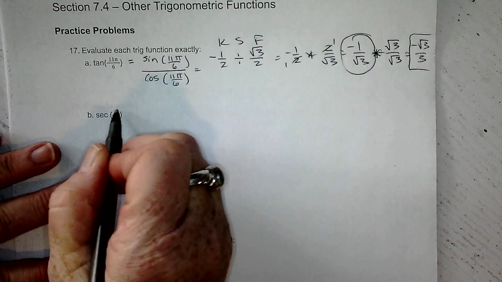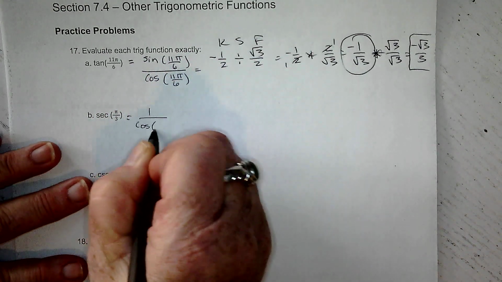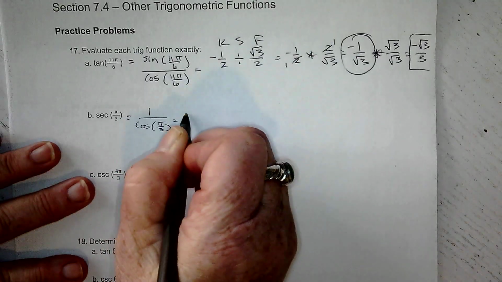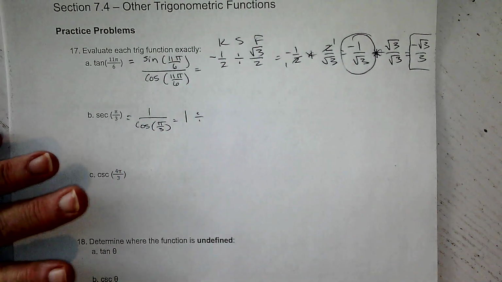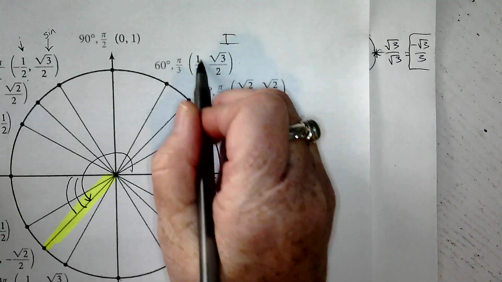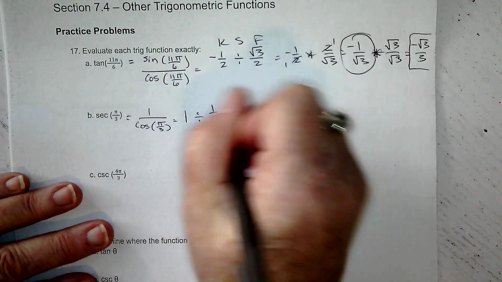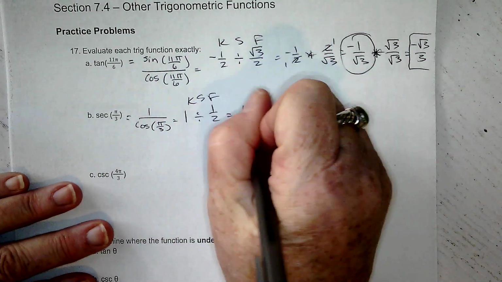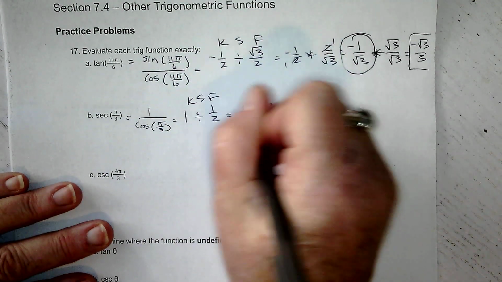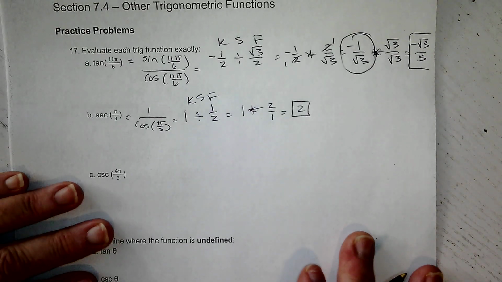The next one is secant of pi over 3. Well, secant is going to be 1 over the cosine of pi over 3. So that's going to be 1 divided by, let's look at pi over 3. Cosine is going to be your x value, which is 1/2. So do your keep, switch, flip. 1 times 2 over 1, which is just 2. Everything is positive in quadrant 1.